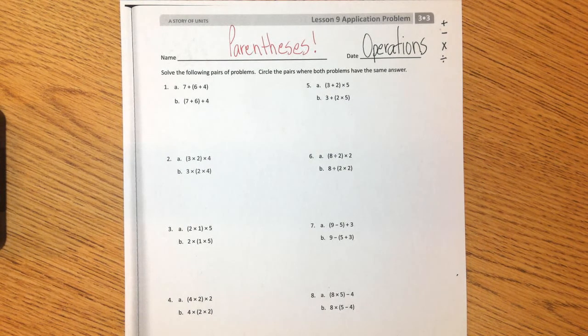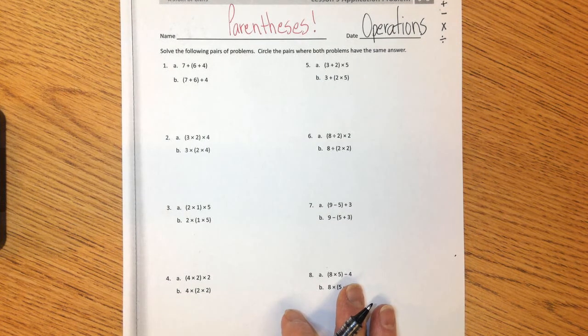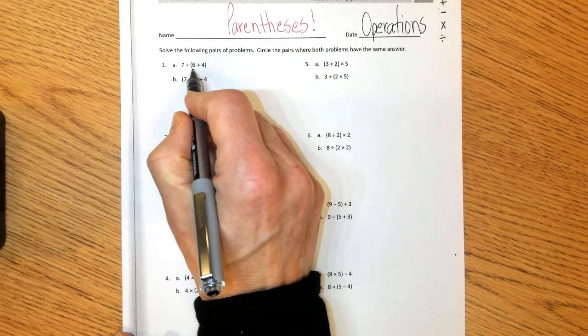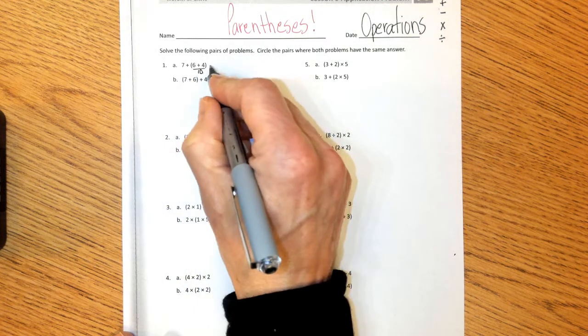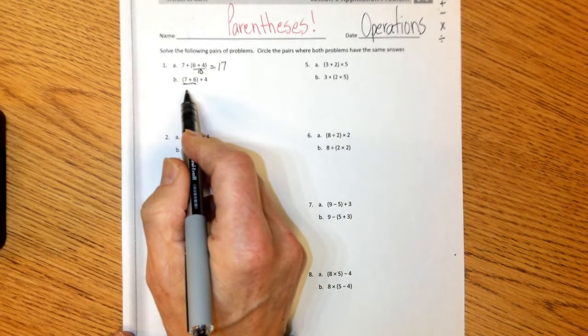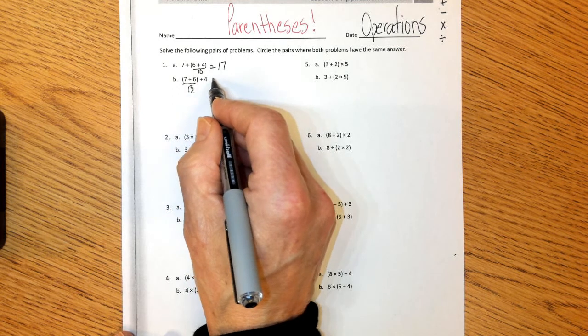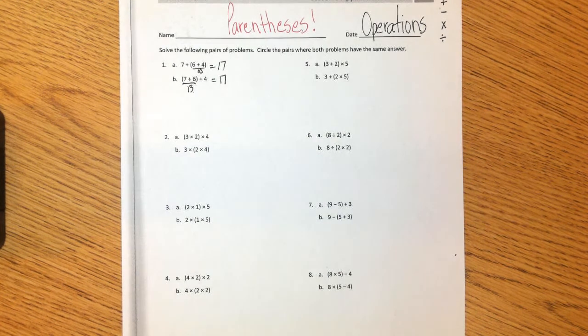Well, today we're going to continue our work with this, and we're going to first make an observation about the meaning of the parentheses and how they change the value, or not. Here we go. In the parentheses we have 6 plus 4. We know that's 10. 7 and 10, 17. In the parentheses we have 7 plus 6. We know that's 13. 13 and 4, 17. Hey, that's interesting. The answer is the same.